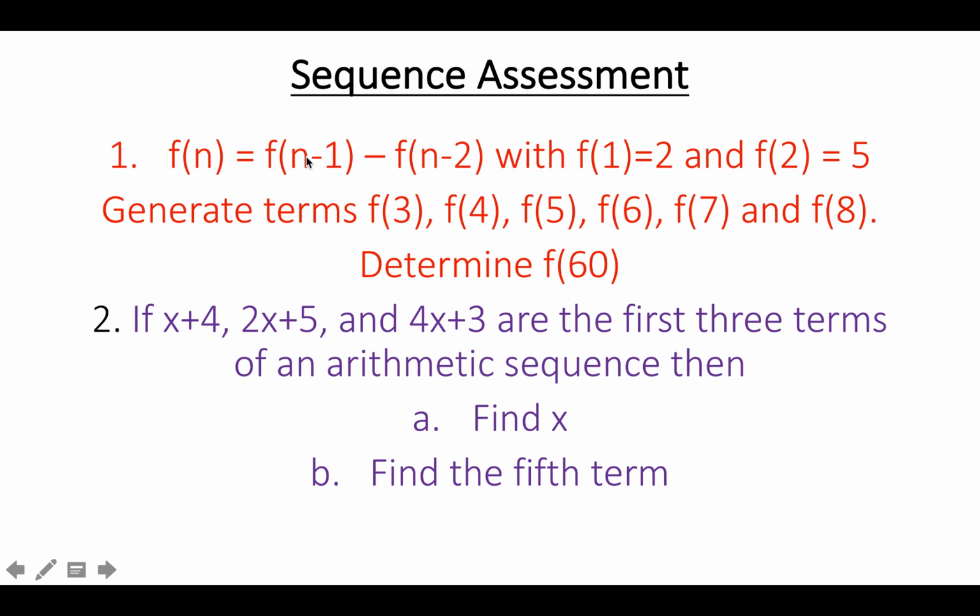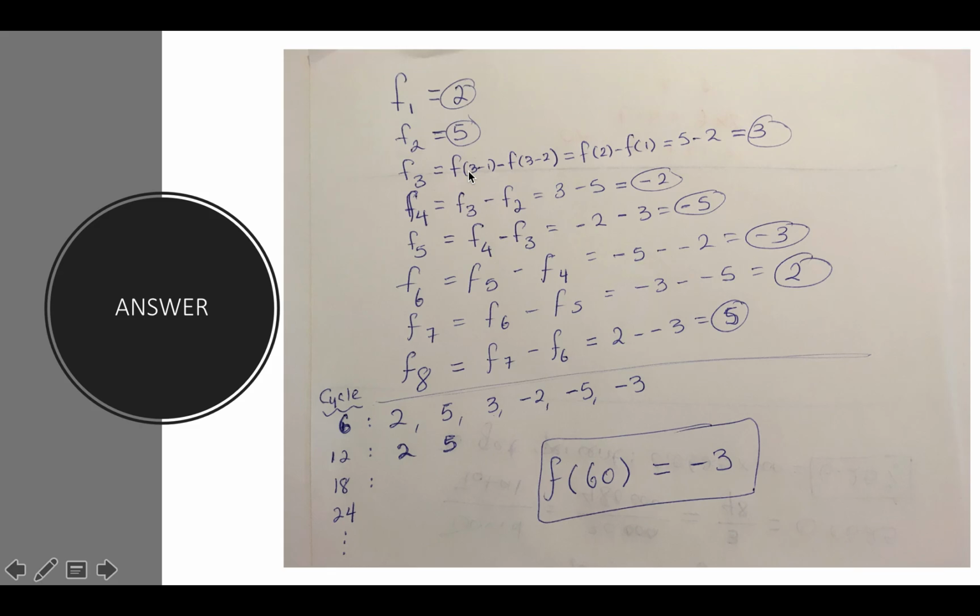You see this right here? n minus 1, n minus 2. So whatever n is, minus 1 and then minus 2. If n is 3, this would be 3 minus 1, that would be 2, and 3 minus 2, that would be 1. And that's what we have here. So f of 3 is f of 2 minus f of 1.